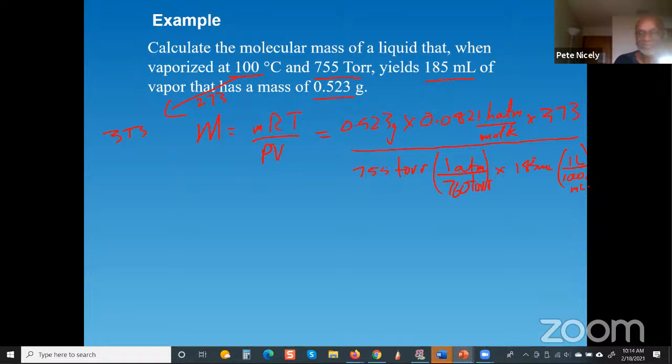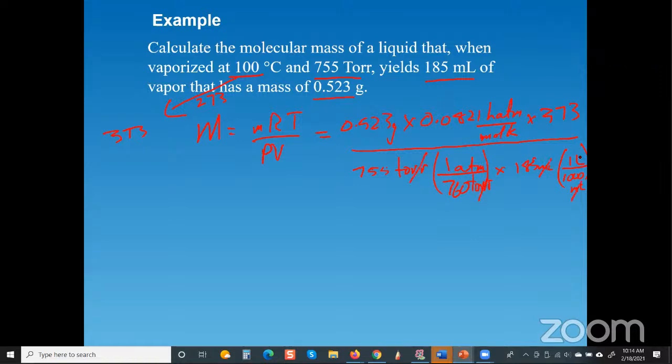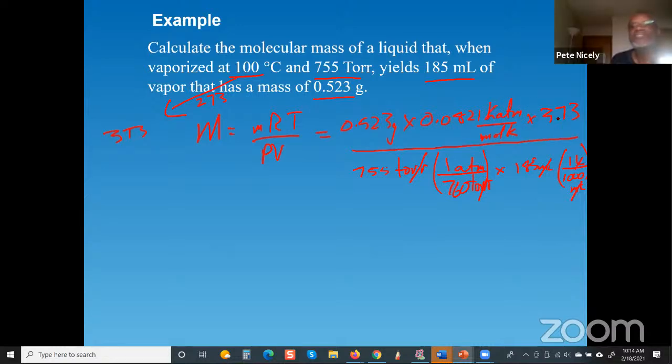So that's the setup, right? And again, the units are important. The torrs will cancel out here and here. Milliliters will cancel out here. Liters will cancel out here and here. Oh, by the way, this should be Kelvin. I forgot to put that unit here. That will cancel out with the Kelvin here. And the atmospheres will cancel out here and here. And we are left with the final units being grams per mole, right?